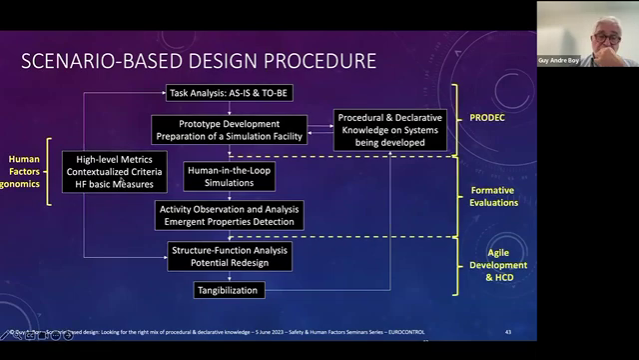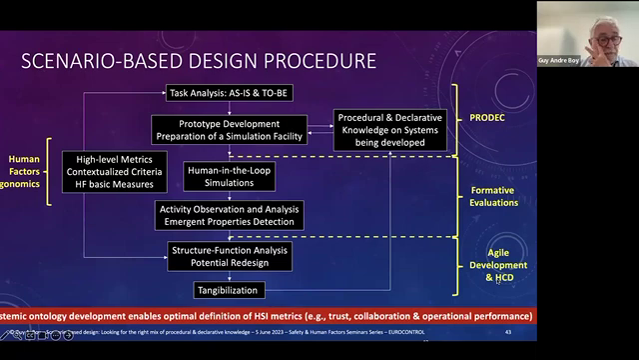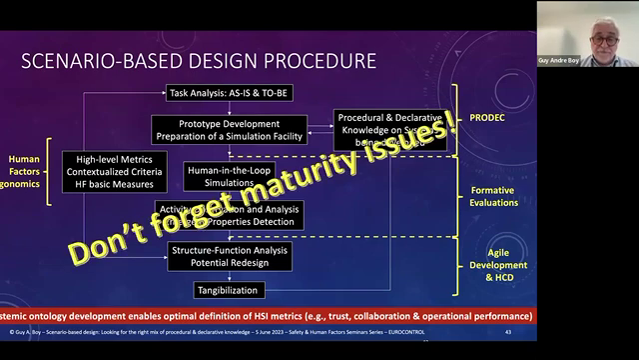So in fact, here are the buzzwords. The human factors enter into this, PRODEC, and the formative evaluation and agile development and human-centered design. So in fact, what we come up with is what we call a systemic ontology of the system that we follow. And don't forget the maturity issues along the way.